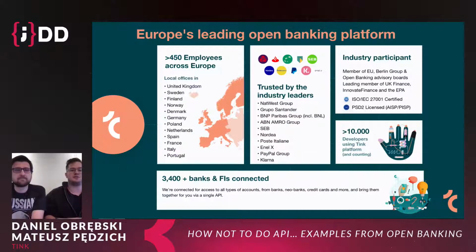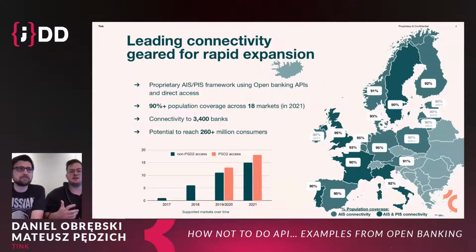Also, our solutions are used by PayPal, Klarna, BNP, Santander, Nordea, and many, many more. We are also a member of advisory boards, and we are helping banks improve the quality of their open banking solutions. Basically, we cover more than 90% of banks across all 18 markets we cover in Europe. Potentially, we can reach more than 260 million customers. Basically, you can see on the diagram that we are joining new markets every year, and this is like new opportunities and more development stuff for the engineers.